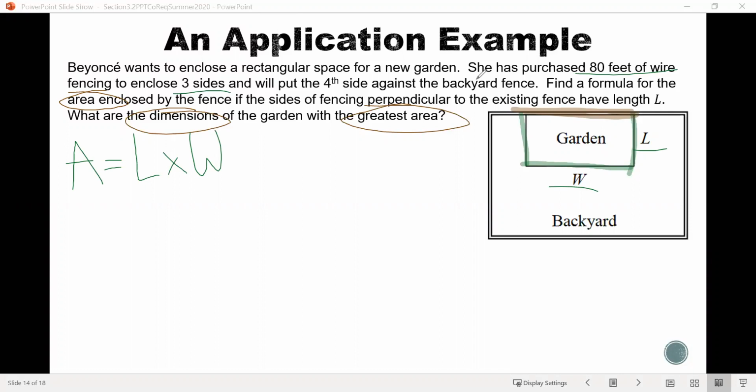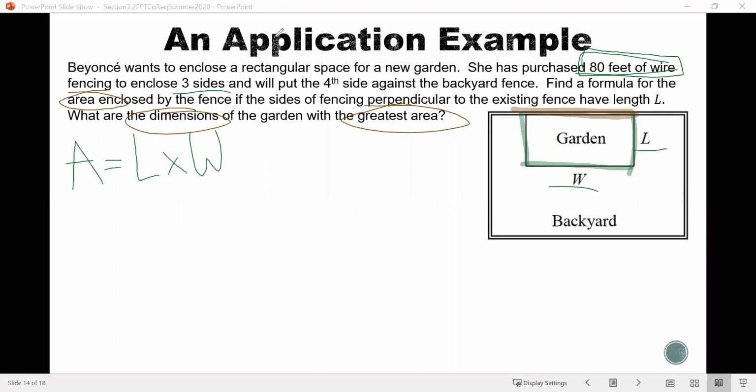However, in order to maximize this, we can't really work with this equation, because we have 2 variables in it, right? There's length and width. So we somehow want to manipulate this so we can get this into being just 1 variable. And the way that we can do that is use the other information we have. So first of all, we're told that she purchased 80 feet total of wire to enclose the 3 sides.